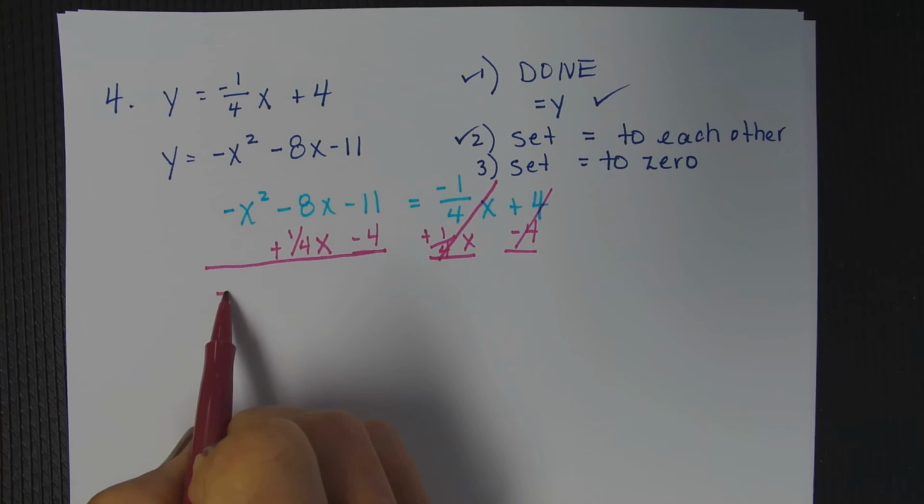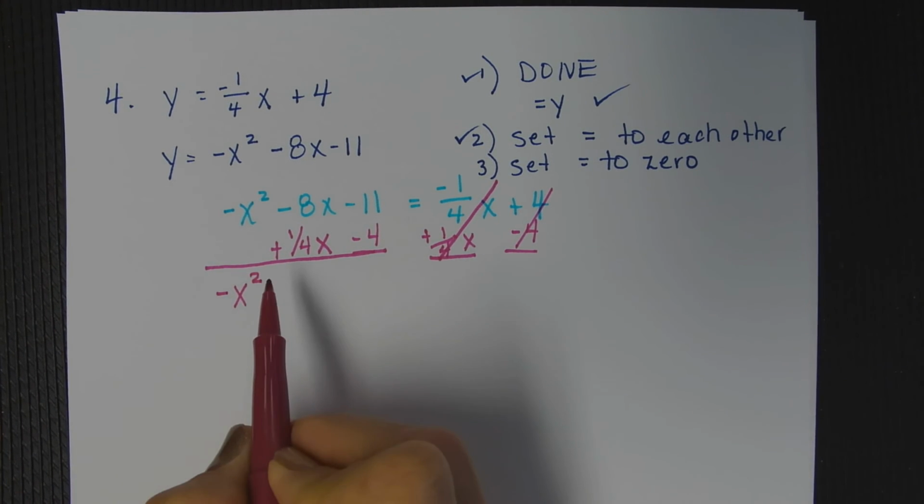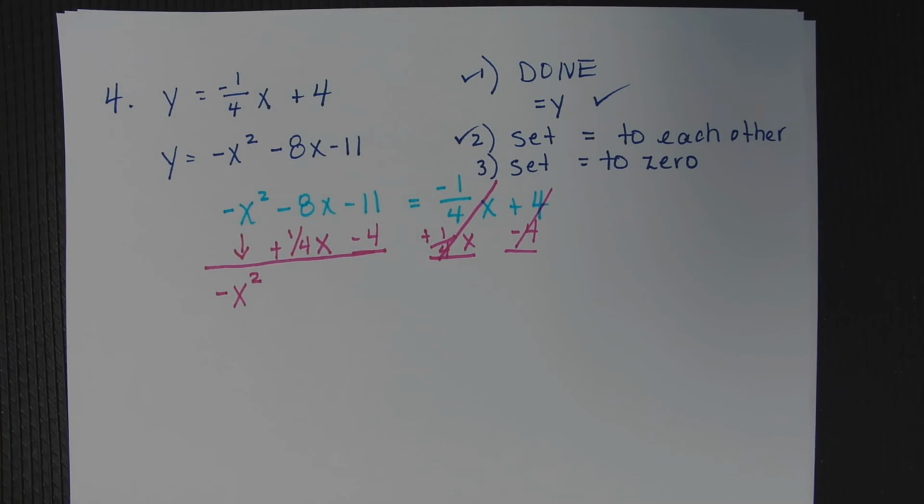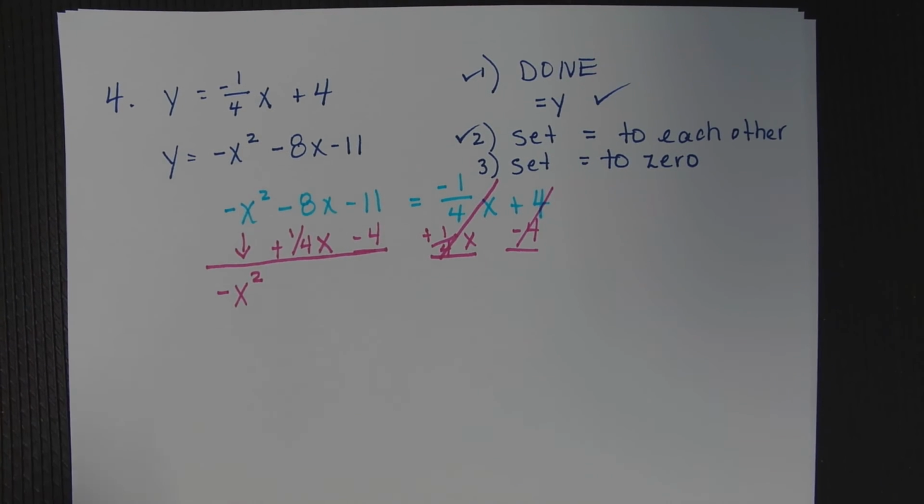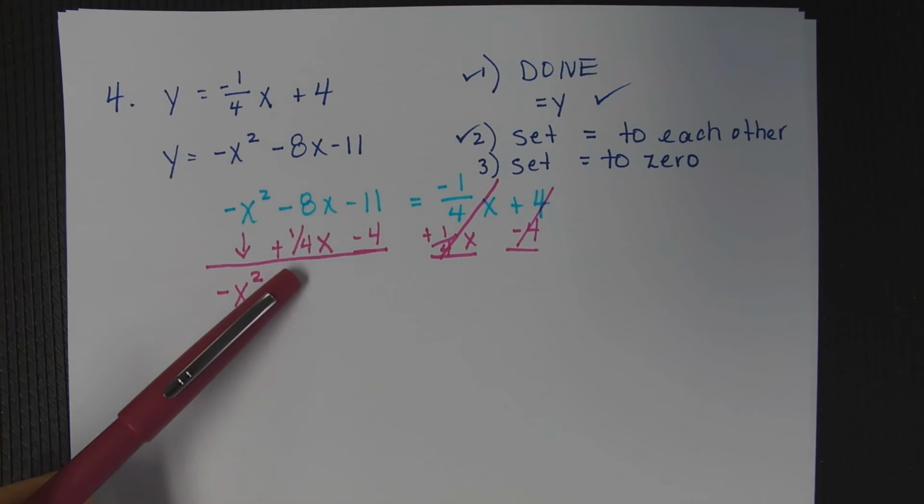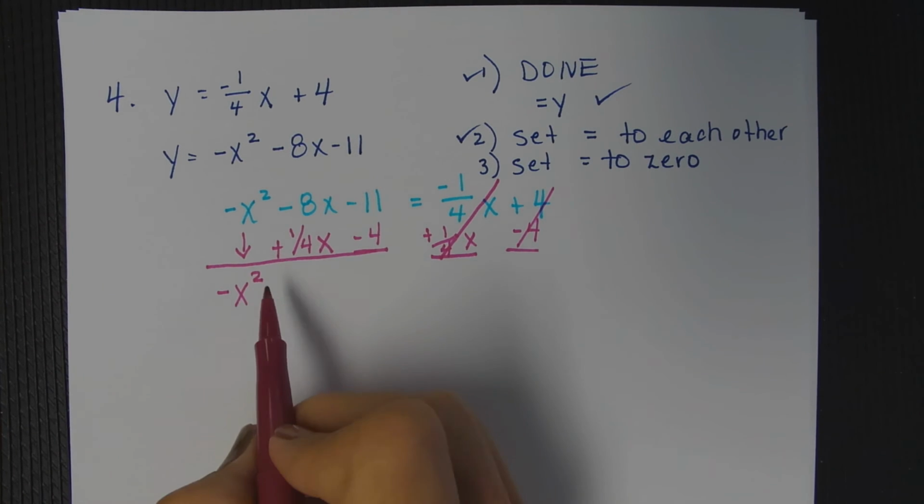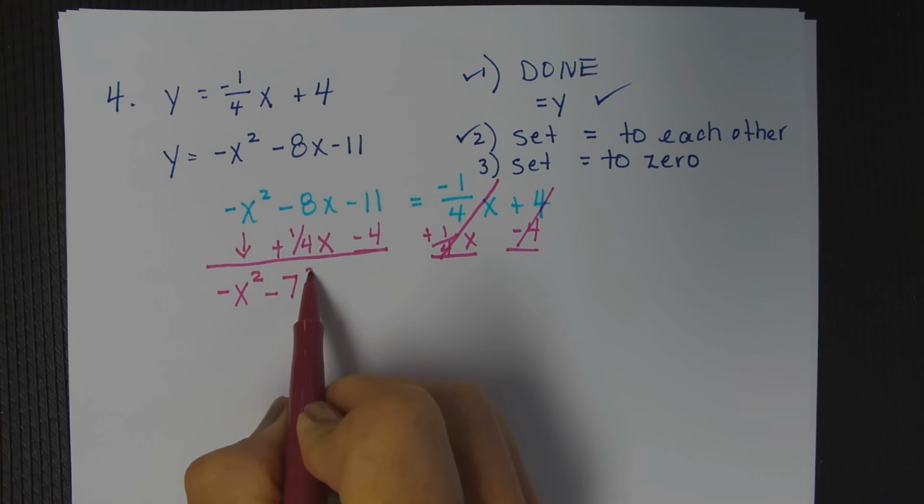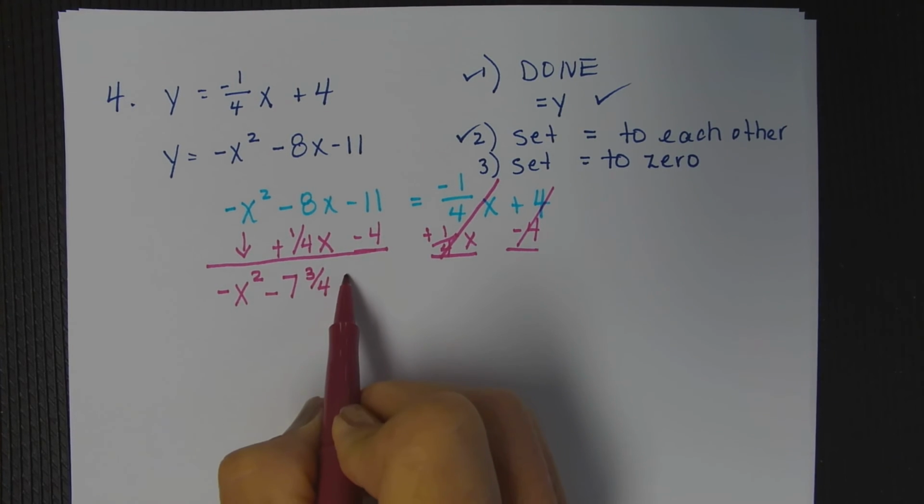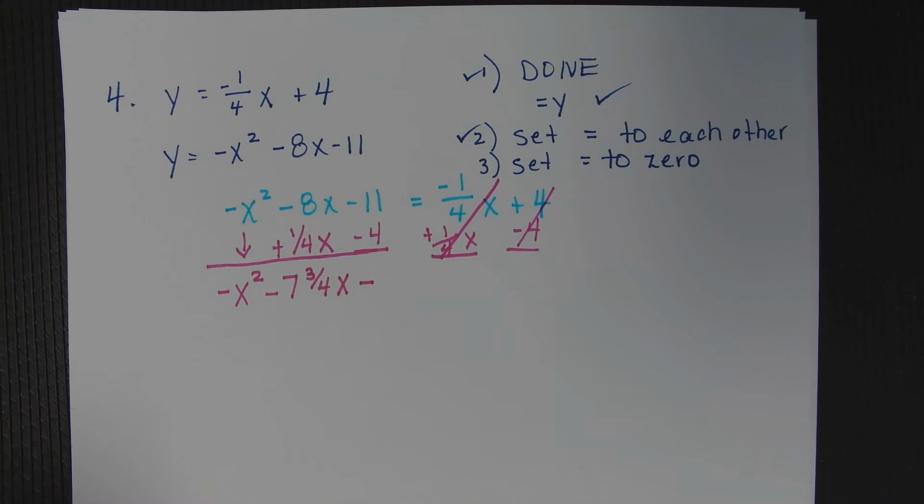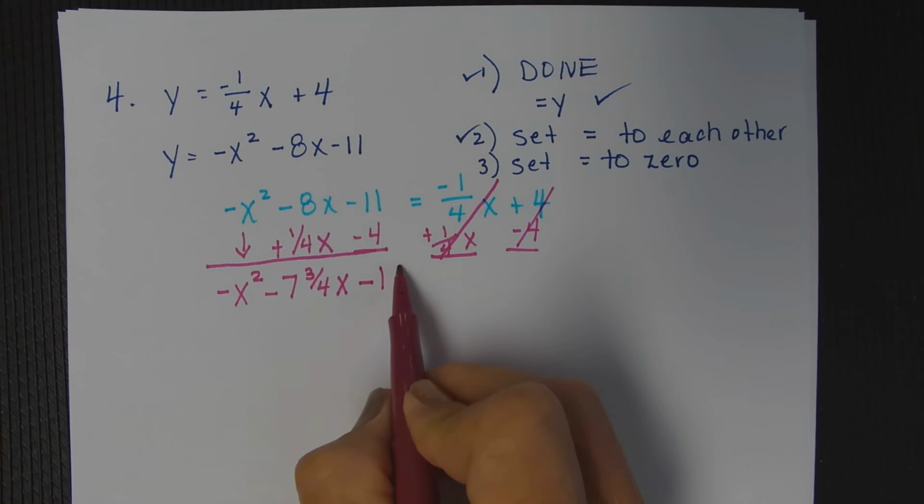First of all, let's bring down your negative x squared, right? That just comes down. Negative 8 and positive 1/4. Negative 8 plus 1/4. Mental math. What are we left with? Negative 7 and 3/4 x minus what? Minus 15. Minus 15.